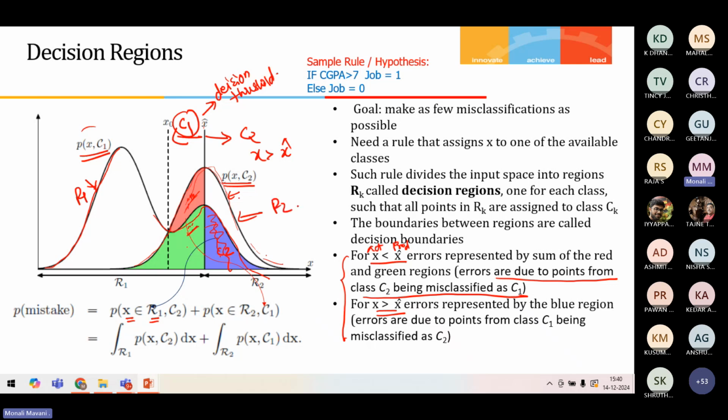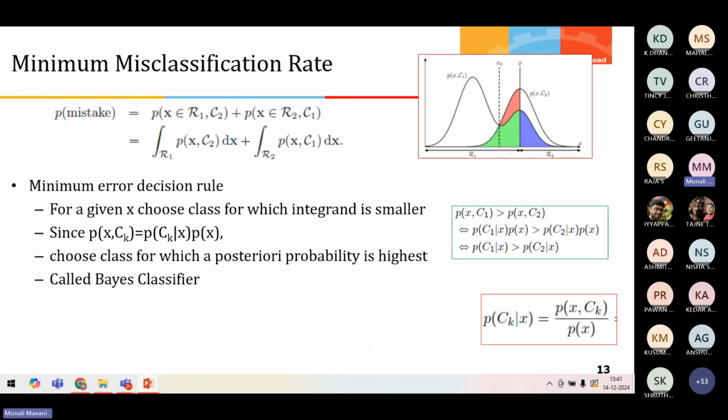The point belongs to the R1 region but is classified as C2, or the point belongs to the R2 region but is classified as C1. So what is that probability? That is being mathematically written like this. It's integration over the region R1, where that particular point is being classified as C2, but that point belongs to the R1 region. So this is the mathematical interpretation, and that's the probability of a mistake, or the probability of a misclassification. It's just a theory, so try to understand this theory.